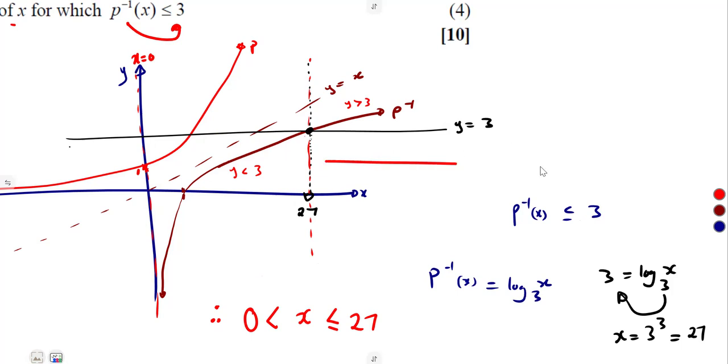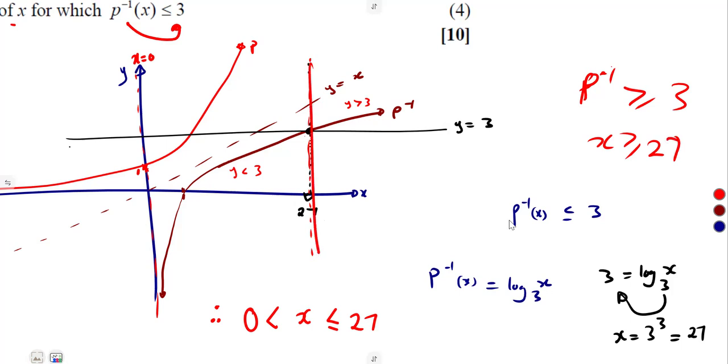From 27, as we go 28, 29, the graph is now found above. These are the conditions where it will be asking you for the inverse when it is greater than or equal to 3. It is now above. So there you can write x is greater than or equal to what? 27. We are limited from 27. The graph is now above y is equal to 3. So this is how you answer these questions.